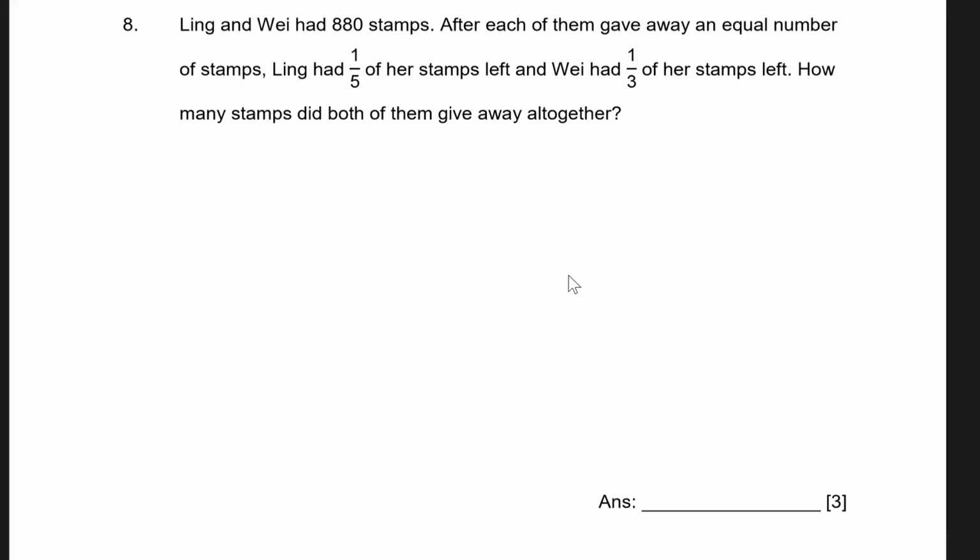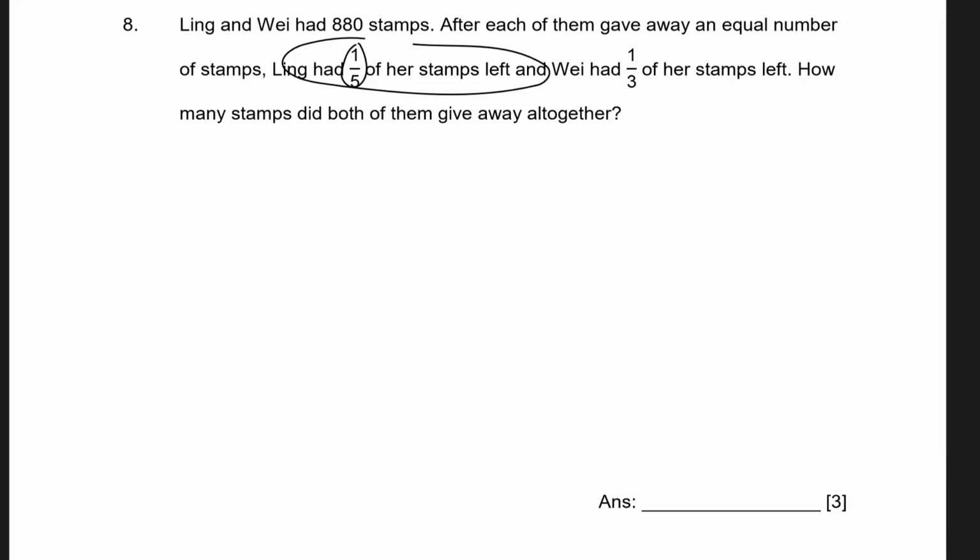Let's move on to question 8. We have 2 persons sharing 880 stamps. Each of them is going to give away an equal number. Ling had 1/5 of her stamps left. Okay, now the fractions tell a lot.